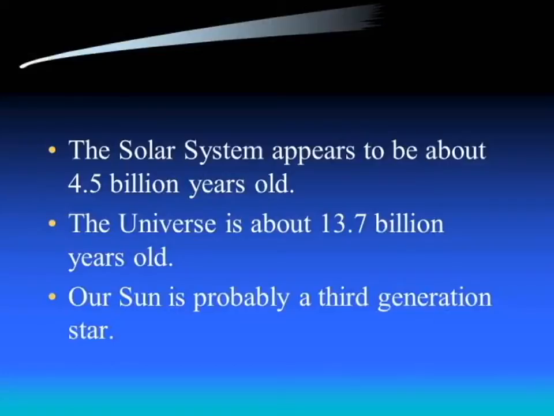Now, if I compare that with the at least accepted age of the universe right now, it's about 13.7 billion years. So we're kind of a young little solar system there. Okay, the universe is about 13.7 billion years old. We think our solar system is about 4.5. So that makes us about a third generation star.